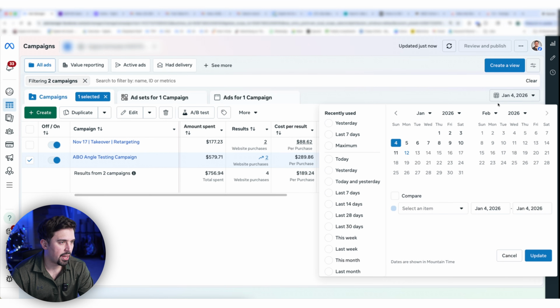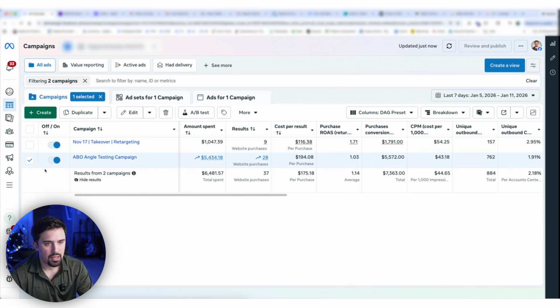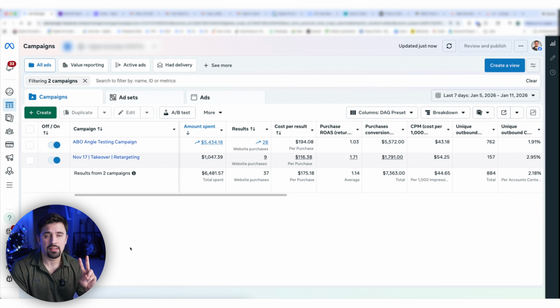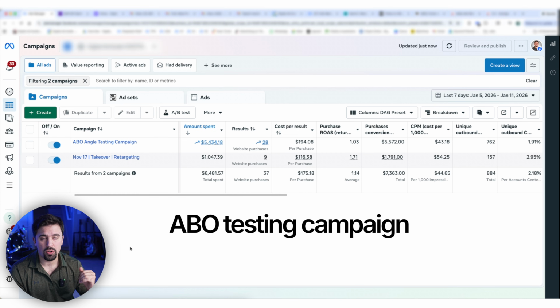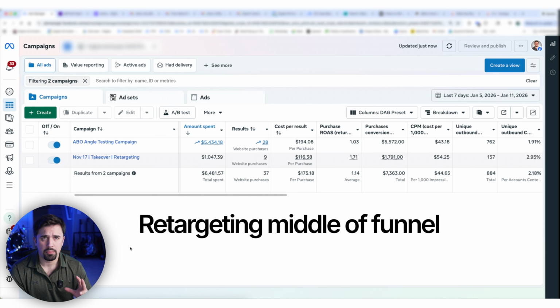So check it out. All right, so here we are in the ads manager. I'm going to look at the last 7 days. So I basically have two campaigns in my ad account. The top spending one is basically just an ABO testing campaign where I'm testing various angles. And then the second one is just purely retargeting, middle of funnel retargeting.